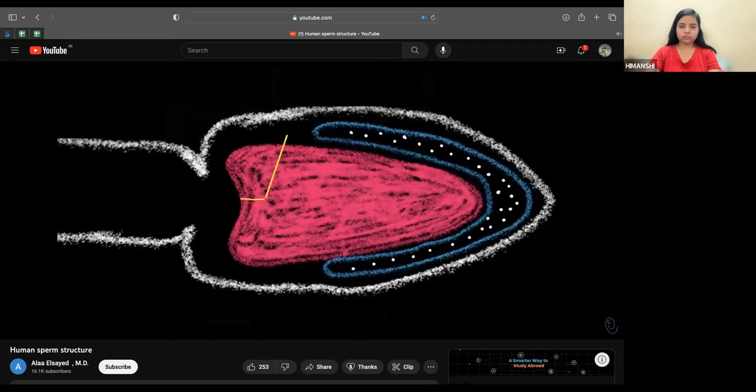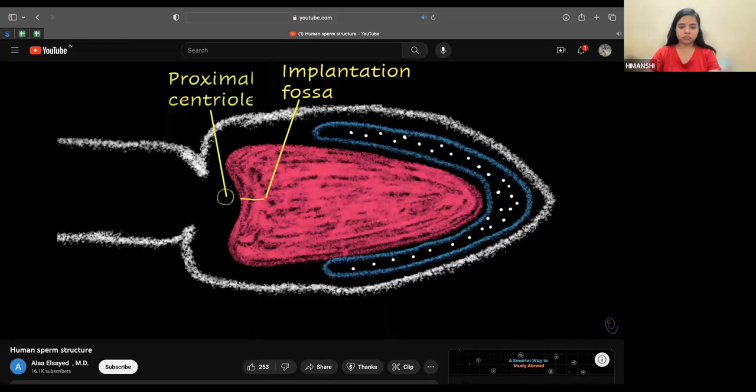The caudal part of the nucleus contains a small depression called implantation fossa. Caudal to the nucleus, there are 2 centrioles. The proximal centriole is present in the implantation fossa, perpendicular to the axis of the sperm, while the distal centriole is located slightly distal at the neck region, parallel to the sperm axis.